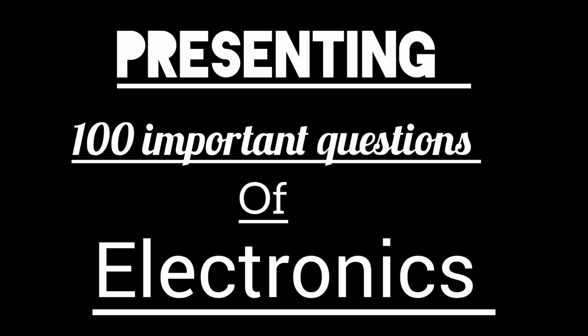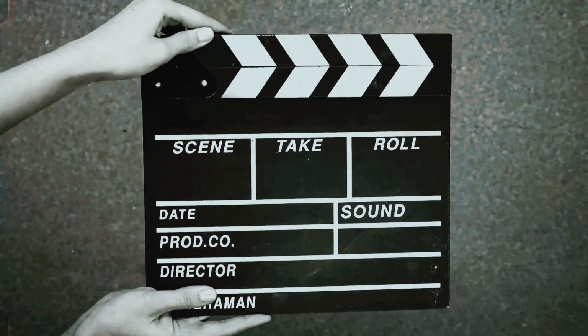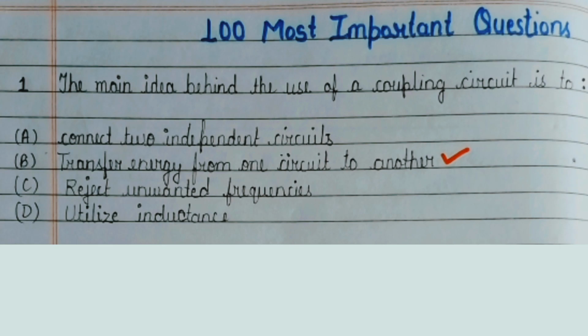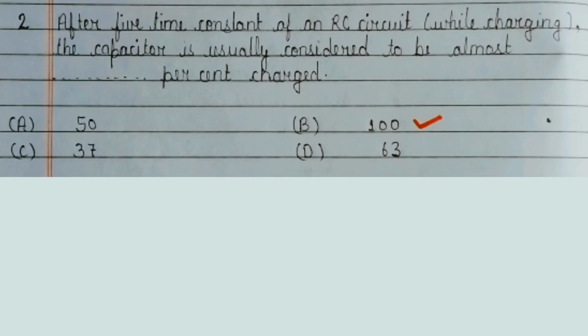So let's start without wasting your time. The first question is, the main idea behind the use of a coupling circuit is to transfer energy from one circuit to another. Option B is right. After 5 time constants of an RC circuit while charging, the capacitor is usually considered to be almost 100% charged. Option B is right, 100%.